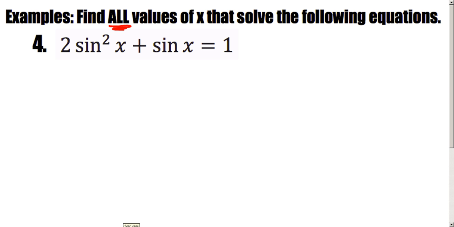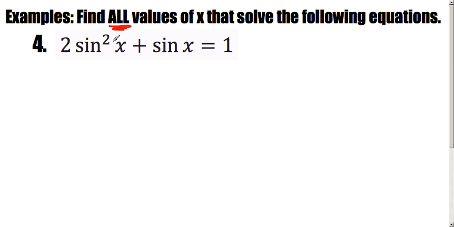Next page, number 4 says, find all values of x that solve the following equations. Note the difference in the directions. We no longer have a restricted domain of 0 to 2 pi. Now we're looking for every single angle that will solve for x. So we're going to start it the exact same way.